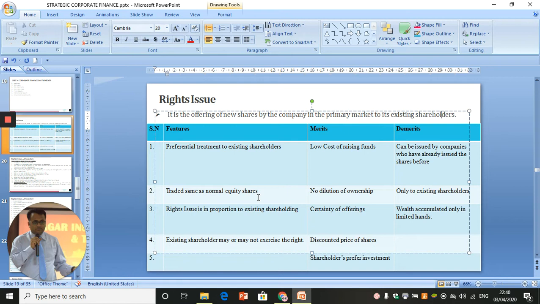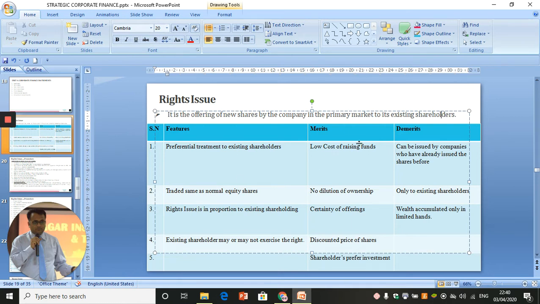They are traded the same as normal equity shares, so they are normal equity shares only. The only thing is, before offering it to the general public, it is given to the existing shareholders. So it is just a kind of preferential treatment. There's no difference between rights shares issued through a rights issue and normal equity shares. Rights issue is in proportion to existing shareholding. Whatever the existing shareholding of existing shareholders is, on the basis of that they will get the rights issue. Existing shareholders may or may not exercise the right. A company will offer it to existing shareholders, and it is up to shareholders whether they want to take that share or not. It is a kind of facility given to them.